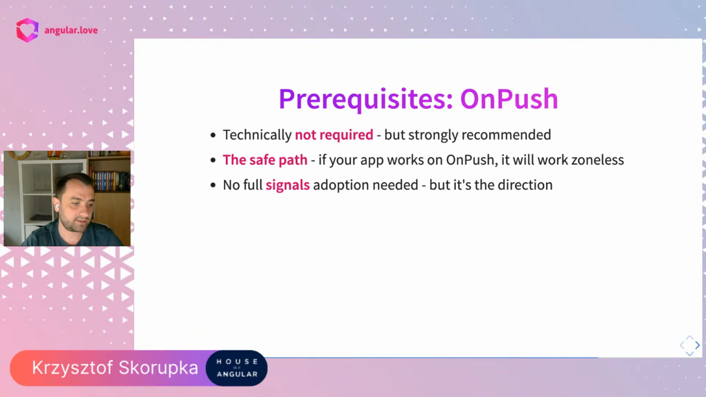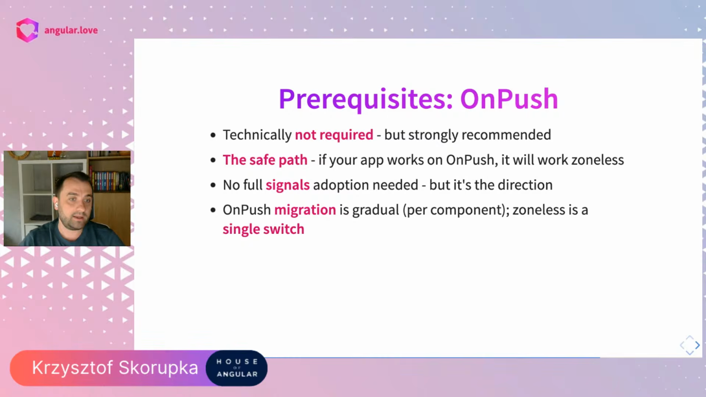You can just have your regular on-push compatible application where you do not use signals at all, and it will work with zoneless. You will just get whole-path change detection instead of single nodes. And this is also quite an important point. You might be wondering, if the conditions are pretty much the same for on-push compatibility and zoneless compatibility, why not switch directly to zoneless and be there?